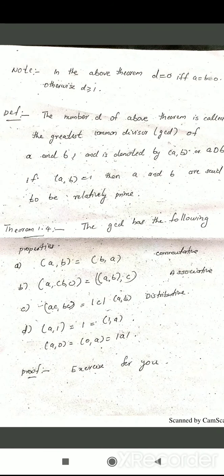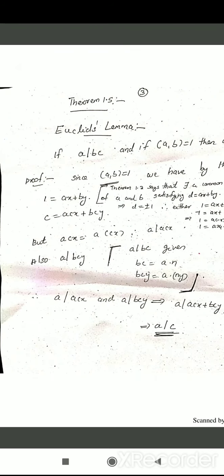Now comes theorem 1.4. The proof is left as an exercise for you. The theorem says that the GCD has the following properties. The GCD is commutative, associative, distributive, and the GCD of (a, 1) is 1, and the GCD of (a, 0) is |a|. You have to prove theorem 1.4 yourself.